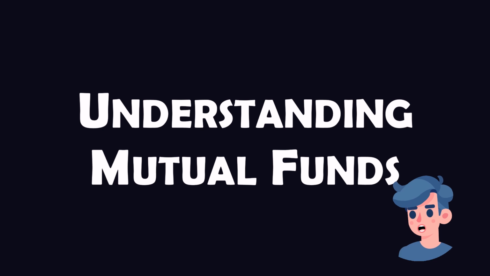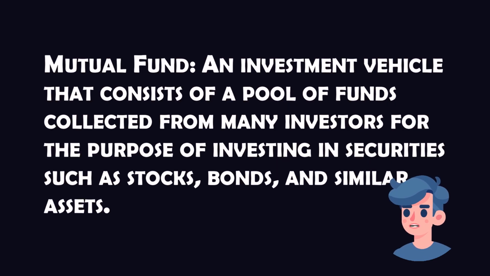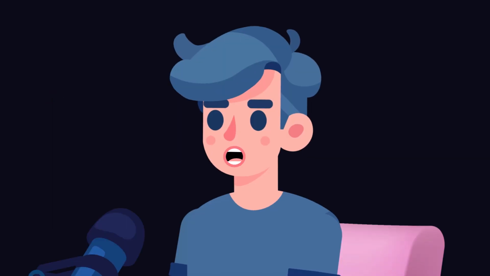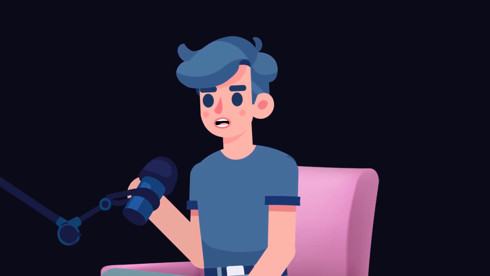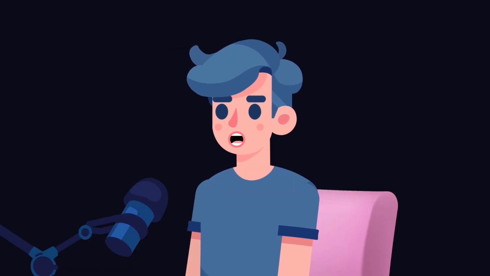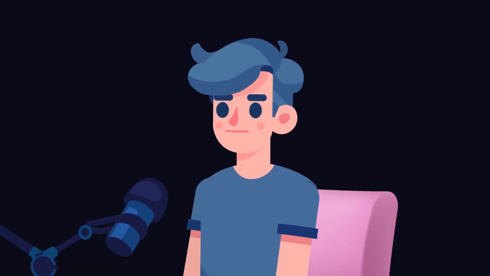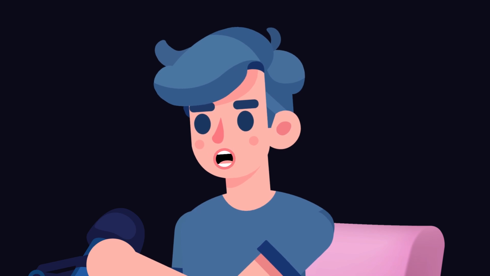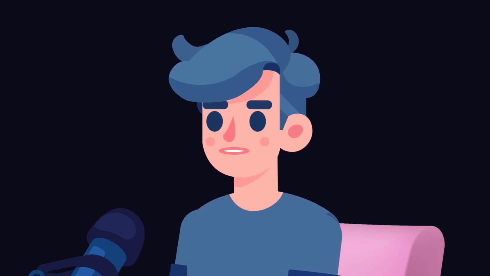Now let's talk about another type of security: mutual funds. A mutual fund is a pool of money managed by a professional fund manager. It allows investors to buy a diversified portfolio of stocks, bonds, or other securities. For example, let's say you invest $1,000 in a mutual fund. The fund manager uses this money, along with the money from other investors, to buy a diversified portfolio of stocks and bonds. This diversification reduces your risk compared to investing in individual securities.